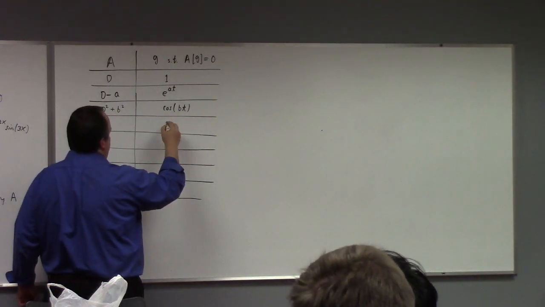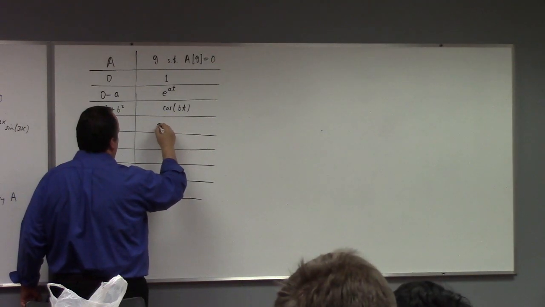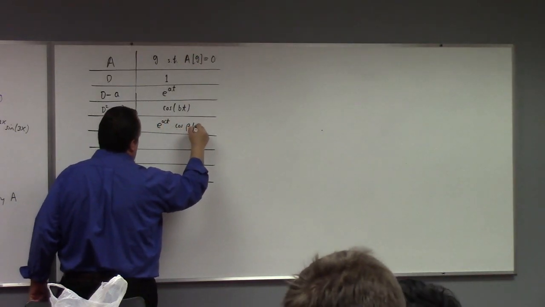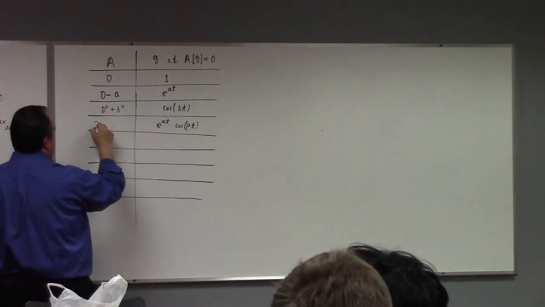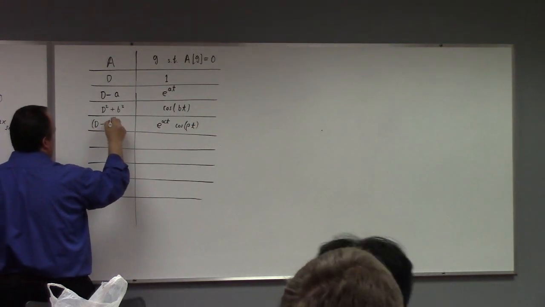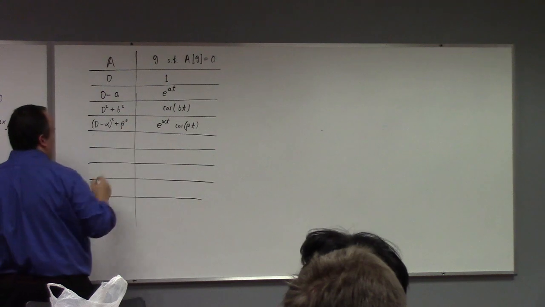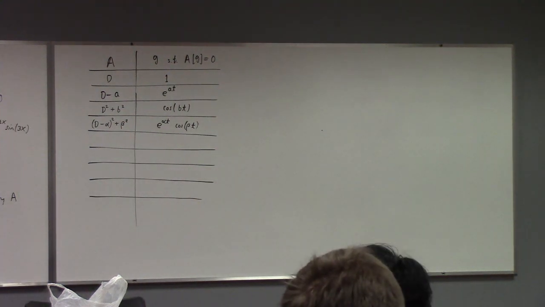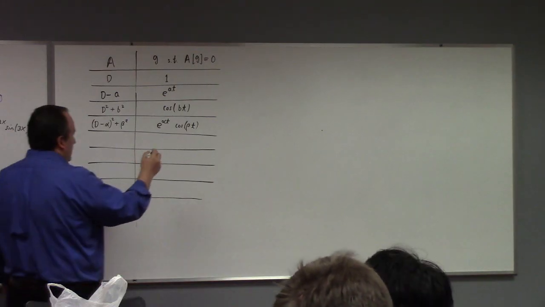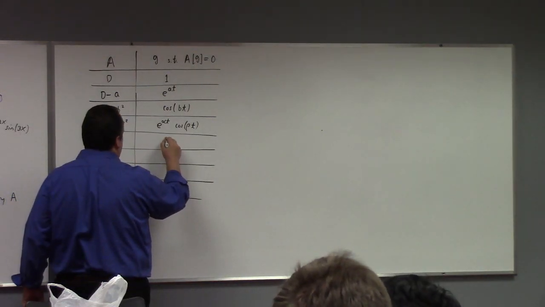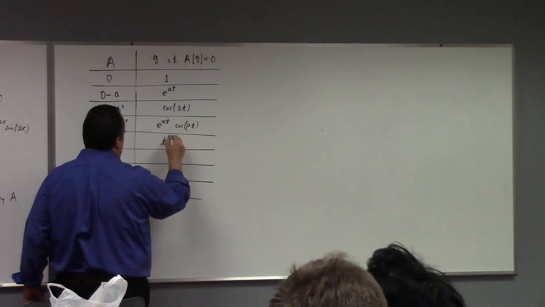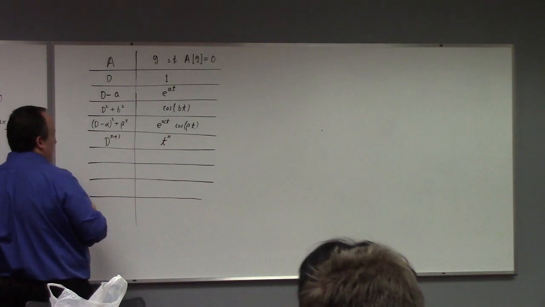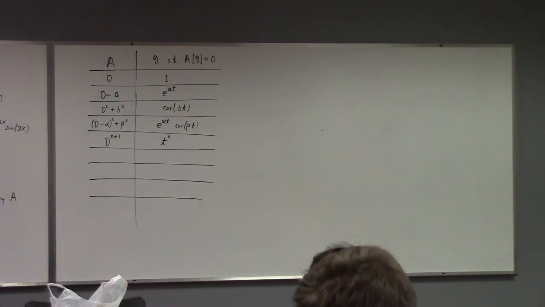Let's see here. If I had e to the alpha t cosine beta t, we know what to do there. We've got D minus alpha quantity squared plus beta squared. That's like we wrote from last week, but now we're just looking at it in a different way. If I have t to the power n, I just do D to the n plus 1. That'll kill that.